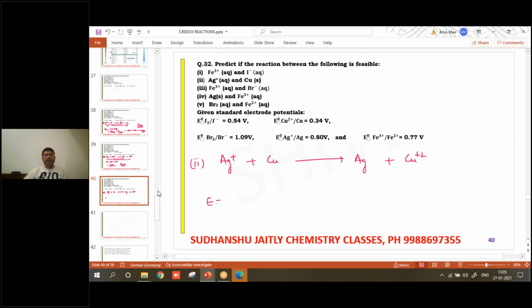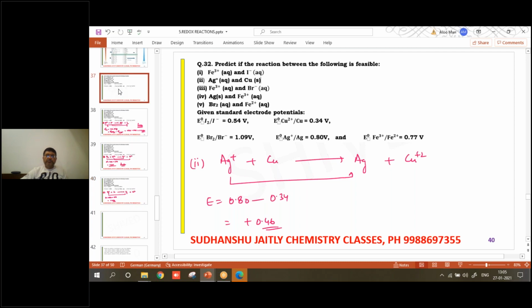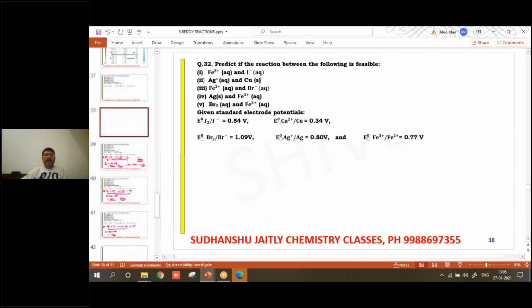This is being reduced. Silver is being reduced. 0.80. Copper 0.34. This is plus 0.46. होगा, right? Certainly होगा. बस आपको ये माइनस चेक करना है एंड बी फर्म फुटेड. जब माइनस आ गया तो उसका मतलब वो नहीं होने वाला है.